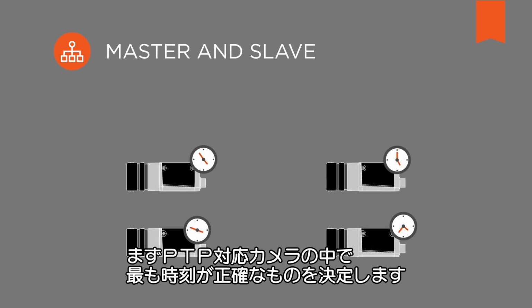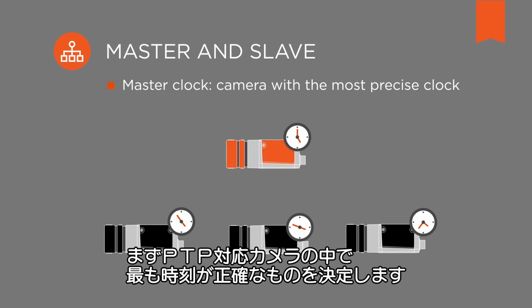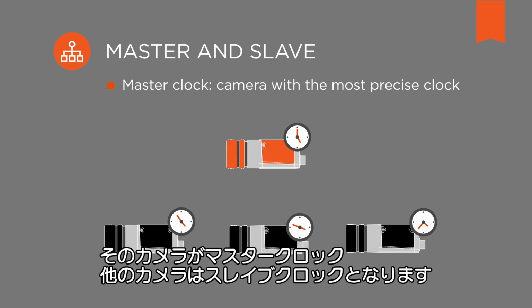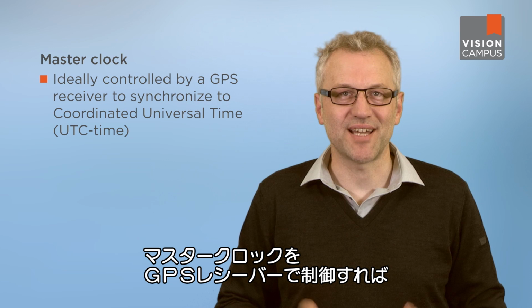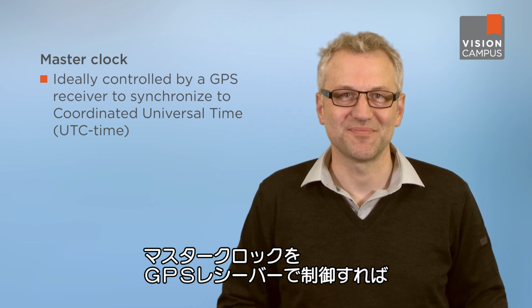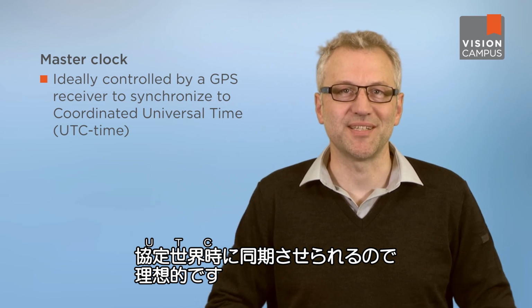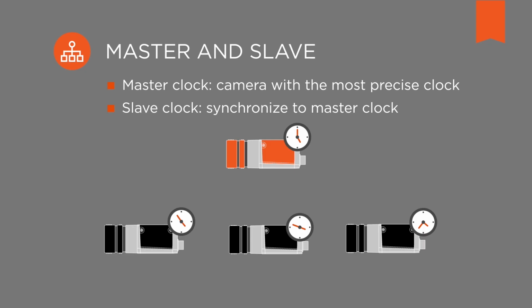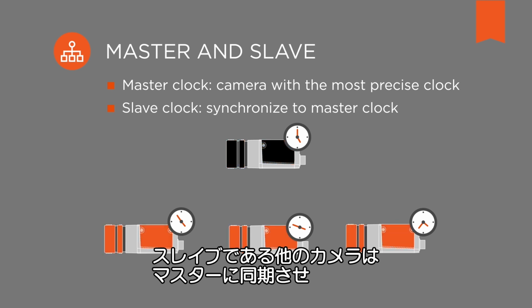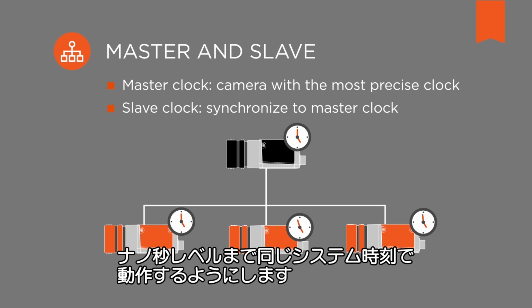The PTP-compliant cameras first determine among themselves which of them has the most precise clock. PTP works with two types of clocks. One is the master clock, and the others operate as slaves. The master clock is ideally controlled by a GPS receiver. It can use that to synchronize to Coordinated Universal Time, or UTC time. The other cameras, the slaves, synchronize to the camera operating as master clock until they are all working with the same precise system time measured in nanoseconds.